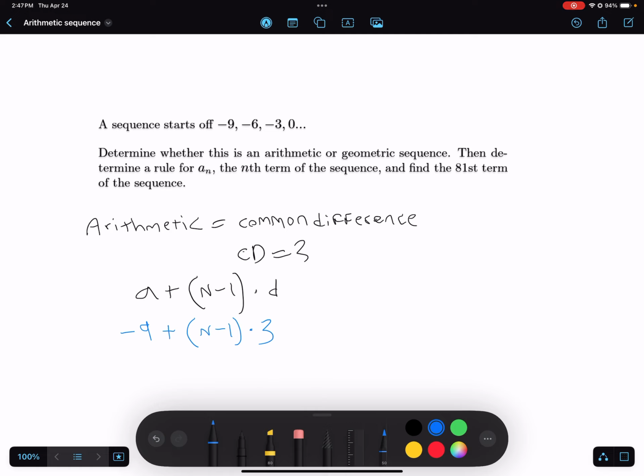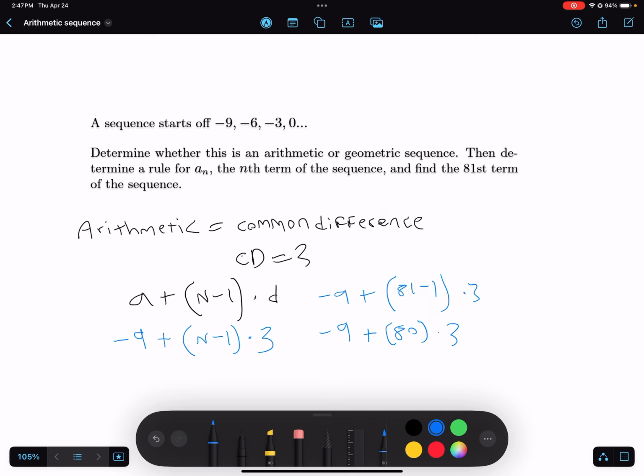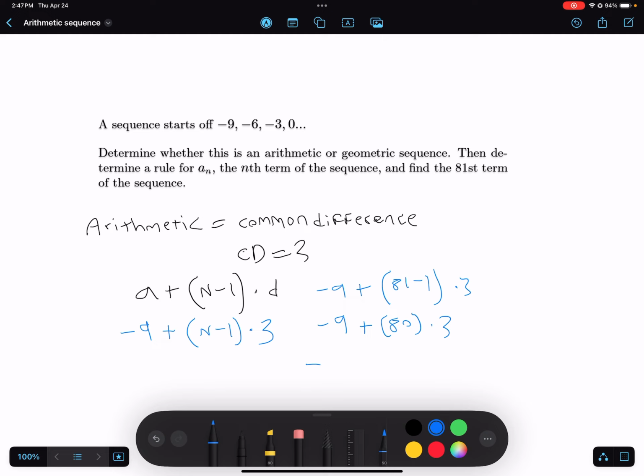Now we need to find the 81st term. All we have to do is plug in 81 as the value of n. So it becomes -9 plus 81 minus 1 times 3, which is -9 plus 80 times 3. Not -720 yet, because then you'd be going into the positive zone. So all you have to do from here is evaluate this expression, -9 plus 80 times 3, and you'd wind up with your final answer.